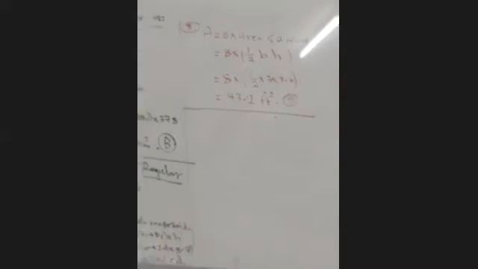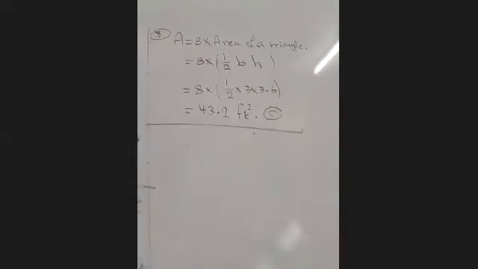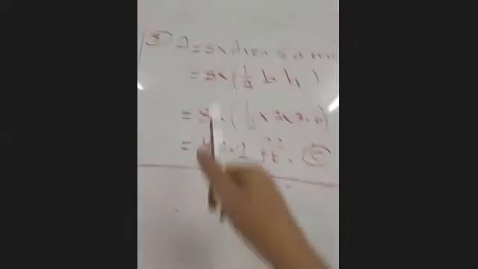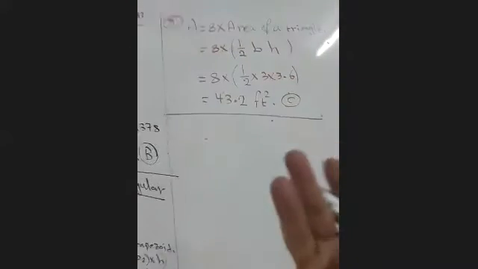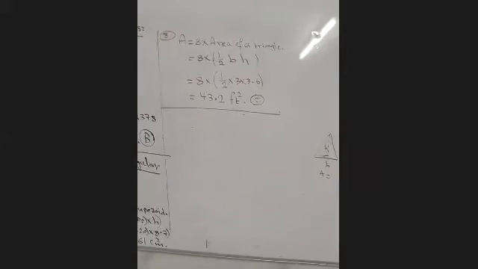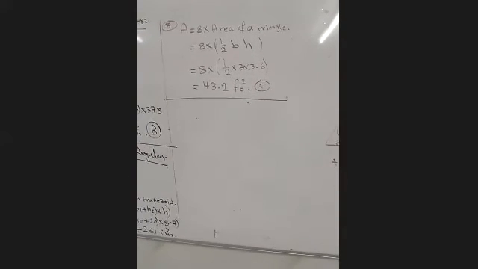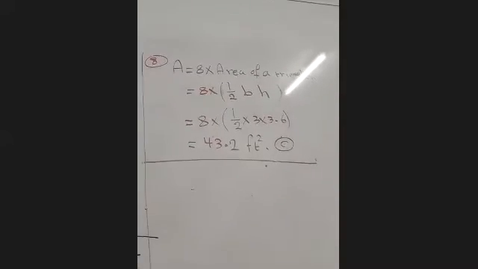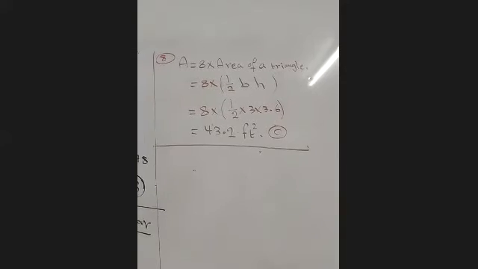But if the polygon has 7 sides, we replace the 8 by 7. If the polygon has 9 sides, we replace the 8 with 9. So the area of regular polygons depends on the number of the sides. This is question 8. Copy it, guys, for part A.